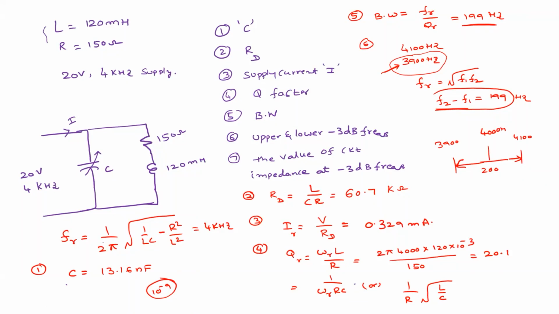Understood? Still confusion? If you want it precisely, you need to solve these two equations, FR equal to square root of F1 F2 and F2 minus F1 equal to 199 Hz. More or less you will get the same answers, or you have some formulas also for F1 and F2. So that also you can use.